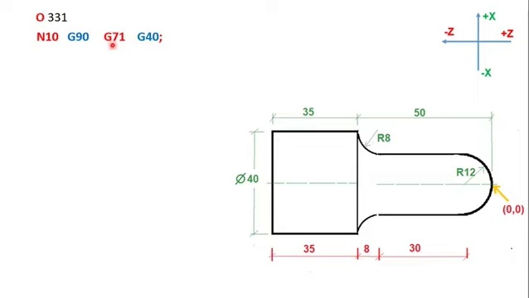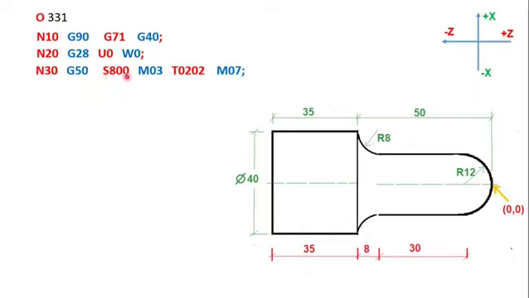G71 is the metric system. Then we move the tool to the machine 0, that is U0 W0, and then you can see we are giving a spindle speed of 800. We are switching the spindle on, and this is the tool selection, that is the second tool with an offset of 2. Then coolant is on, M07. Then we rapidly move the tool to X0 Z0.